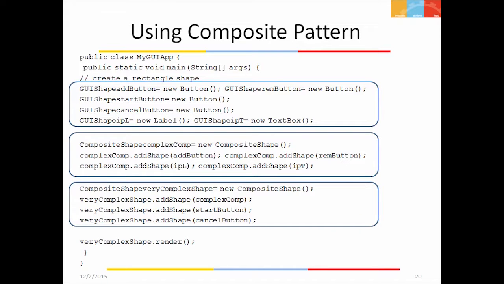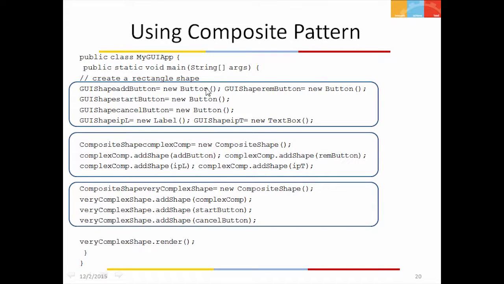I have one more composite object which is called the very complex shape. This very complex shape here, it basically creates a composite shape, and in this very complex shape I am adding this complex component. So note that this very complex shape basically has a slightly less complex but still composite object, which is complex component, this one. Plus I'm adding additional buttons. So these are the primitive objects, start button and cancel button, and this is a complex object, complex component, which is this one.